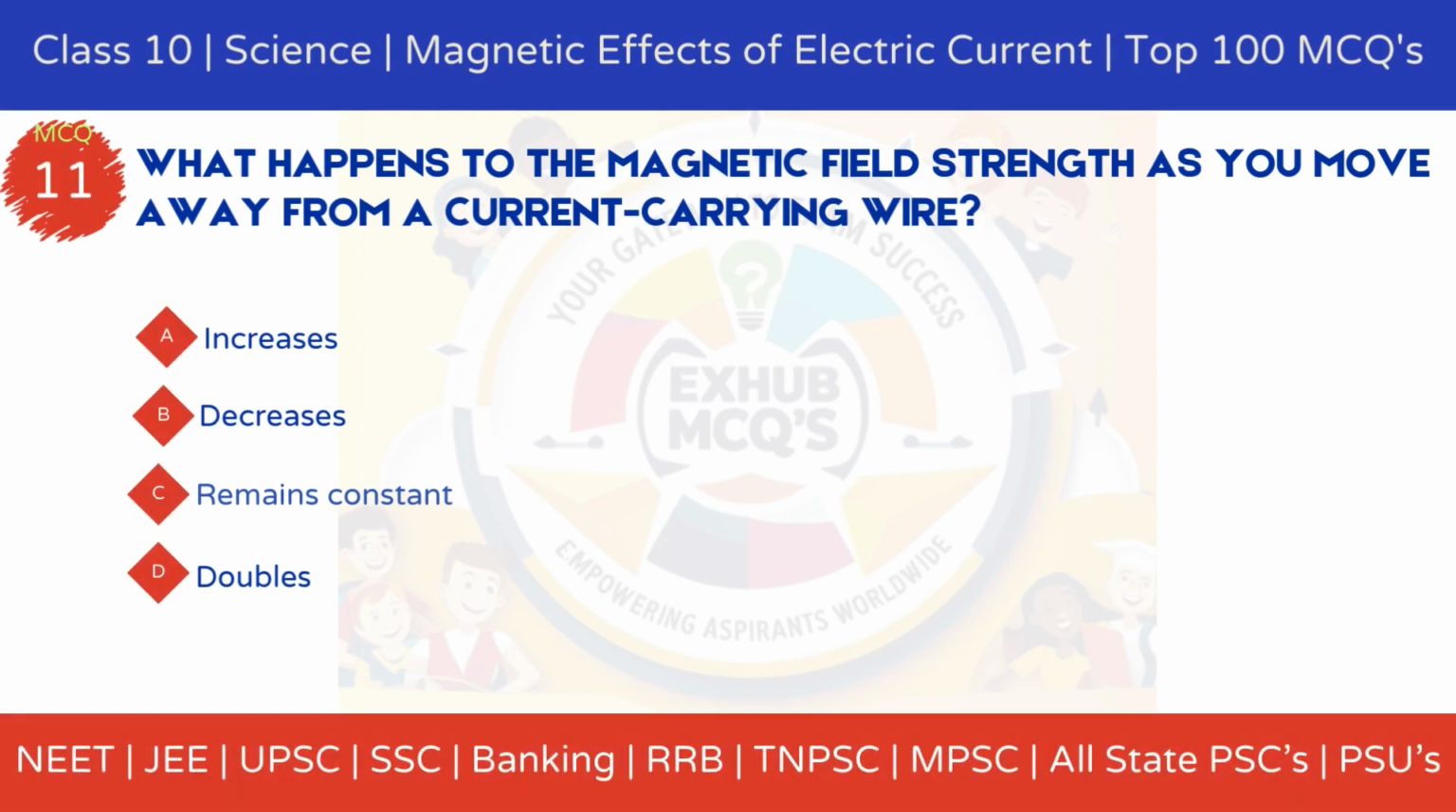MCQ 11. What happens to the deflection of a compass needle when current through a conductor is increased? Option A, deflection decreases. Option B, deflection remains unchanged. Option C, deflection increases. Option D, deflection reverses.